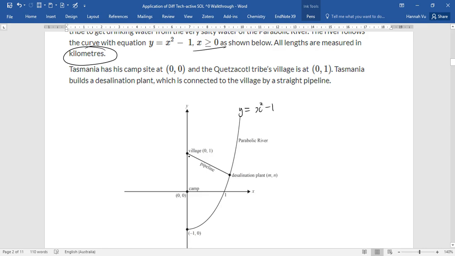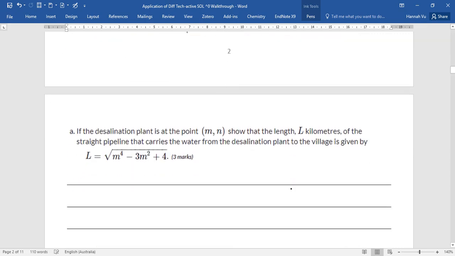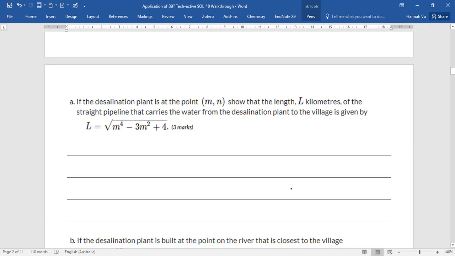He builds a desalination plant which is connected to the village by a straight pipeline. So this is a desalination plant. Immediately I can tell that you would be able to rewrite this coordinate as m and m squared minus 1 because this point lies on the curve. Okay, so that's the desalination plant. If the desalination plant is at the point m, n, show that the length, L kilometers, of the straight pipeline that carries the water from the desalination plant to the village is given by this. Alright, so this is a show that question.